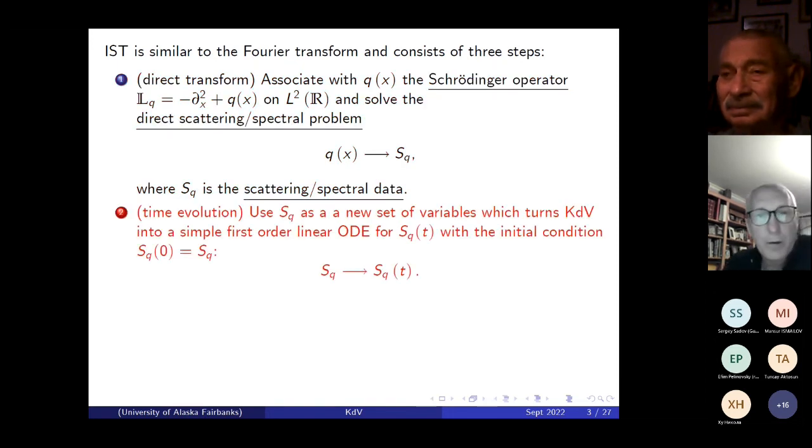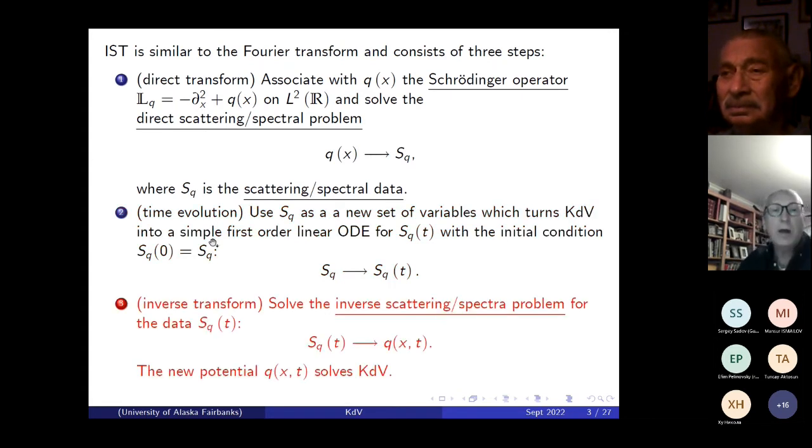Which transforms under what we call the KdV flow, or KdV turns the scattering data into a simple first order linear ODE. So it's time evolution. And then the inverse transform. So given the time evolved scattering data, we find the potential which corresponds to it. And this potential actually solves the KdV equation. So that's what the inverse scattering transform is.